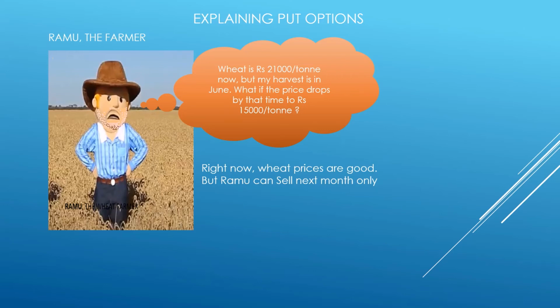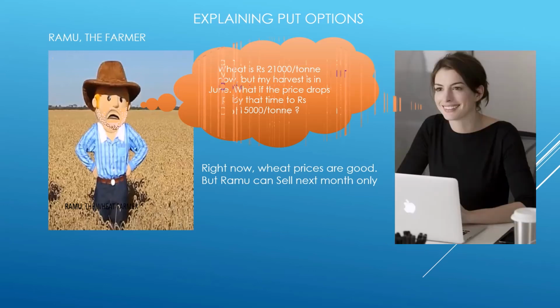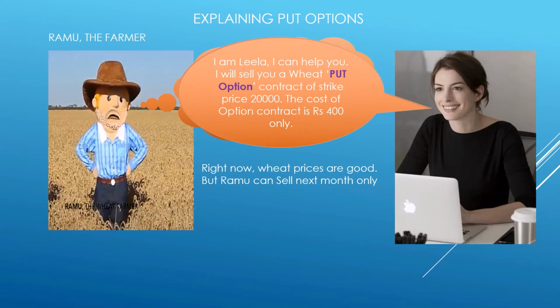What can Ramu do? Now again, Leela appears here. Leela says she can help Ramu. Leela says, I'll sell you a wheat put option contract for strike price 20,000. The cost of the option contract is rupees 400 only. That means Ramu needs to pay only 400 to Leela.